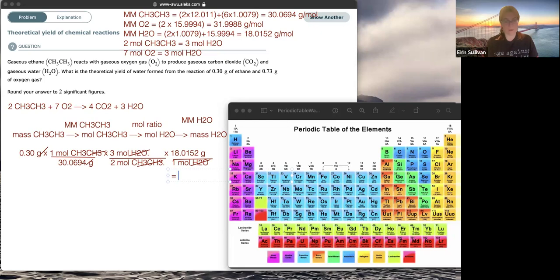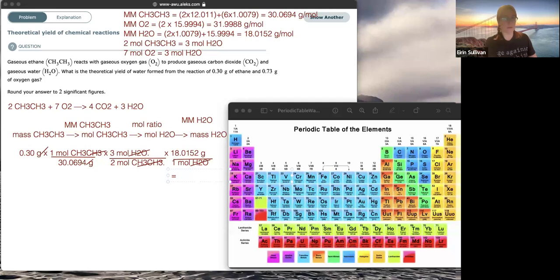So 0.3 divided by 30.0694 times 3 divided by 2, 3 over 2. Oopsie, I've just put that totally wrong on my phone. Hang on, 0.3 times 1 over, oh, you know what? I need to use a real calculator. Sorry, guys. I was hoping the backlit screen would be helpful, but it's not.